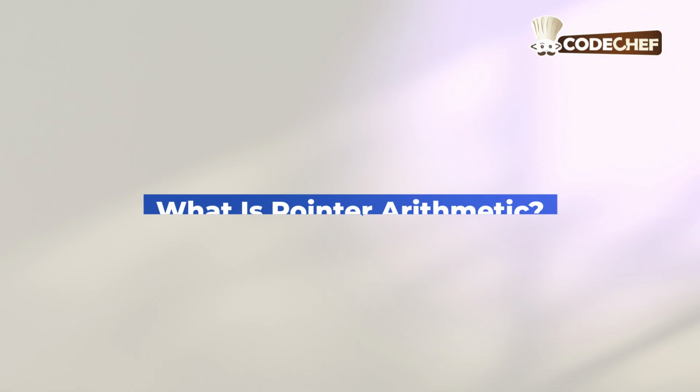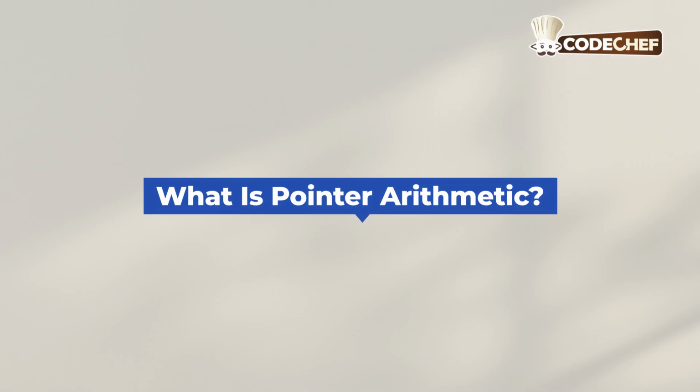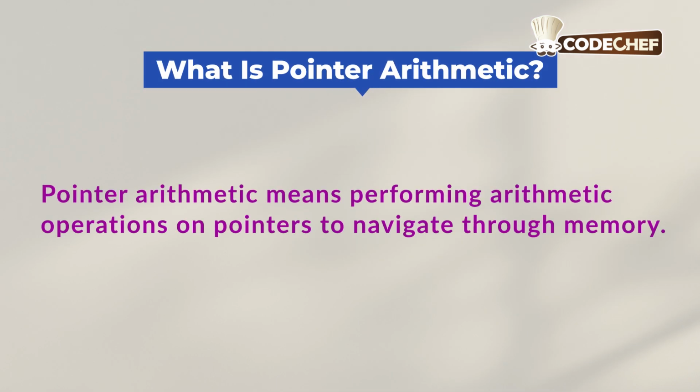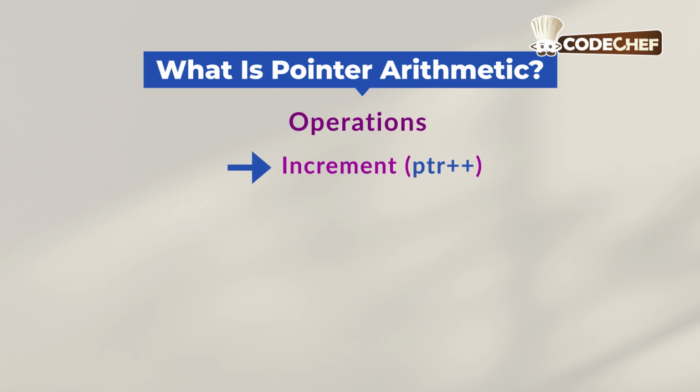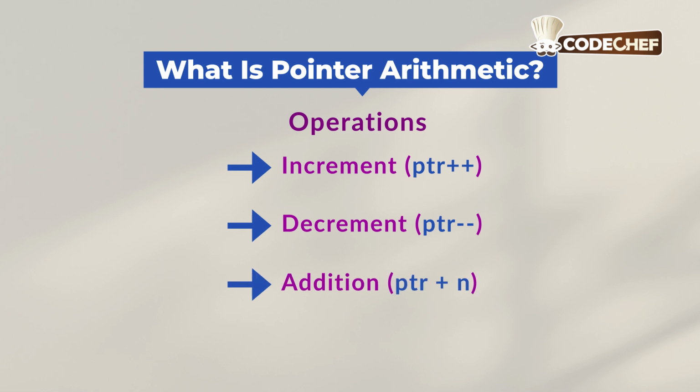What is pointer arithmetic? Pointer arithmetic means performing arithmetic operations on pointers to navigate through memory. To understand this better, let us see the operations that can be performed using pointer arithmetic. First is increment, whose syntax is ptr++. Then decrement, whose syntax is ptr--. Addition, the syntax is ptr + n. And subtraction, whose syntax is ptr - n.